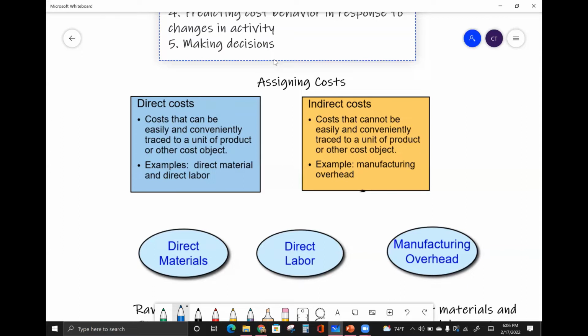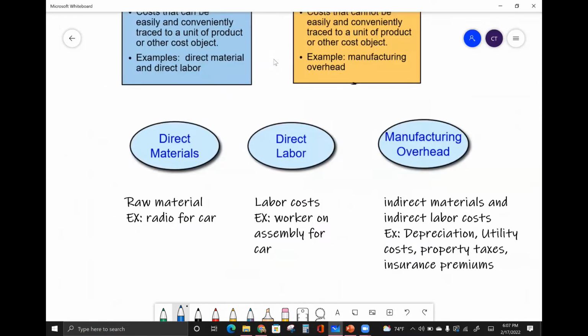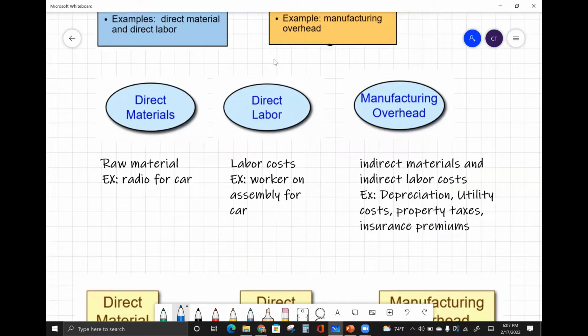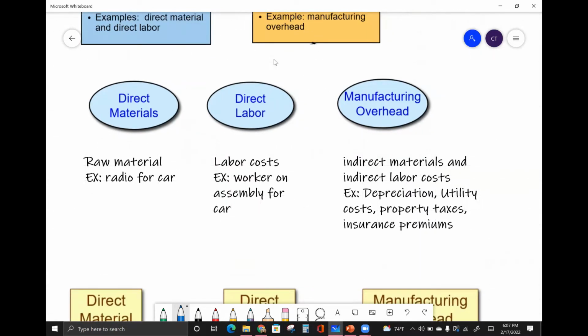Okay, so three things. We have direct materials, direct labor, and manufacturing overhead. That is what we're going to be focused on a lot throughout the semester: those three things, how they come in, and how we cost these jobs. We talked about direct material being raw material, so that's just products coming in that you can track. Sometimes there are pieces and parts that you use that aren't easily traceable.